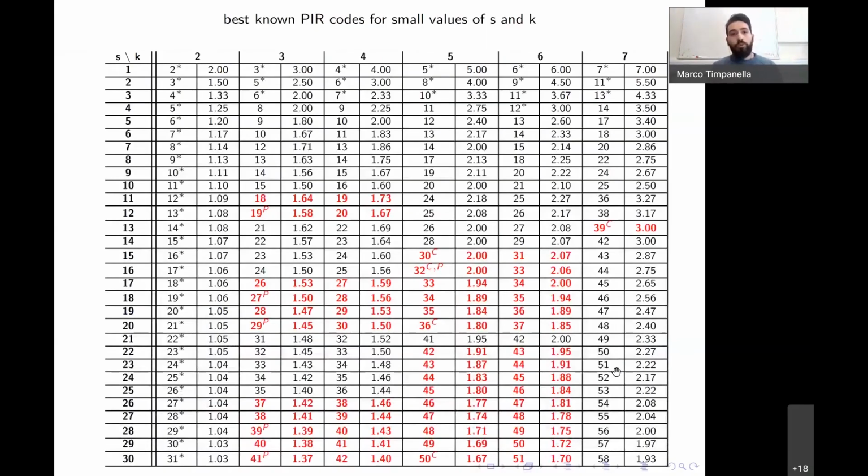So to conclude, you can see in this slide a table with the best known PIR codes for small values of s, the dimension, and k, the number of servers. In this table, for each choice of k, you can see 2 columns. In the first one, there is the length of the best known PIR codes in the literature, and in the second column, there is the corresponding storage overhead.